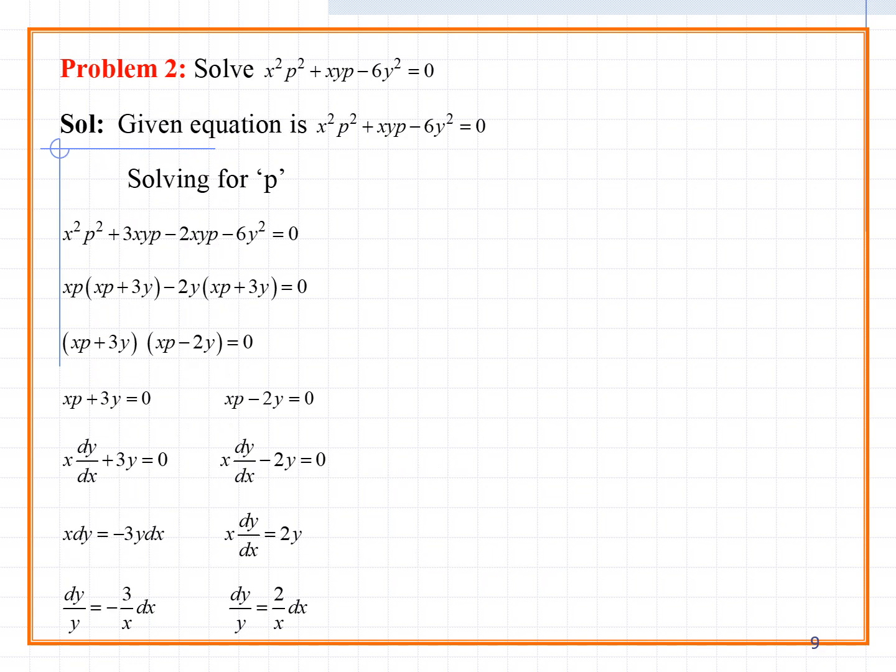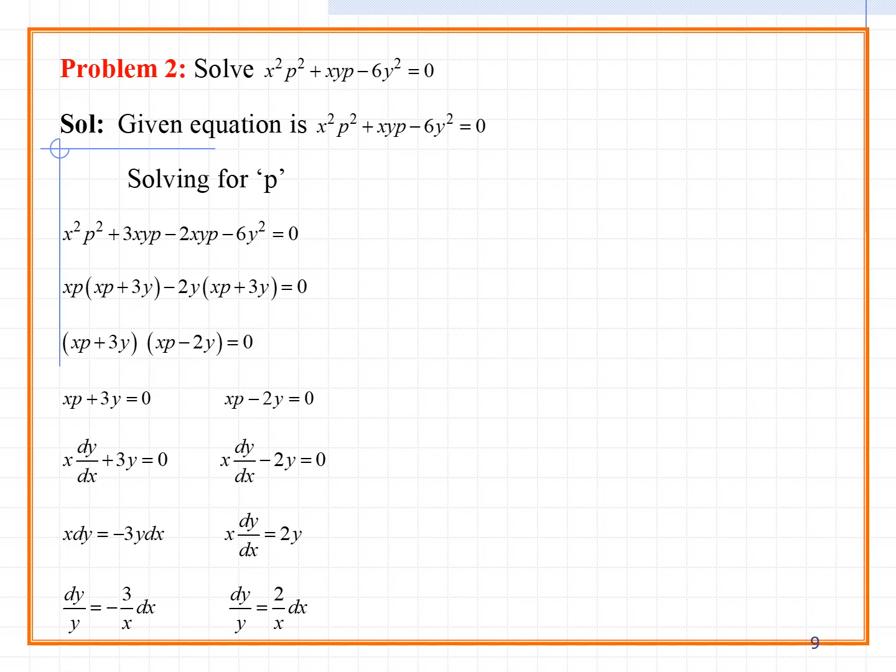Then let us see problem 2. Solve x square p square plus xyp minus 6y square equal to 0. As I said before, you can check whether any two powers are equal. Here p square and p give a total power of 3, and x square and x also give a total power of 3. Both powers are equal. In most cases, about 90 percent of the time, you can check like this.